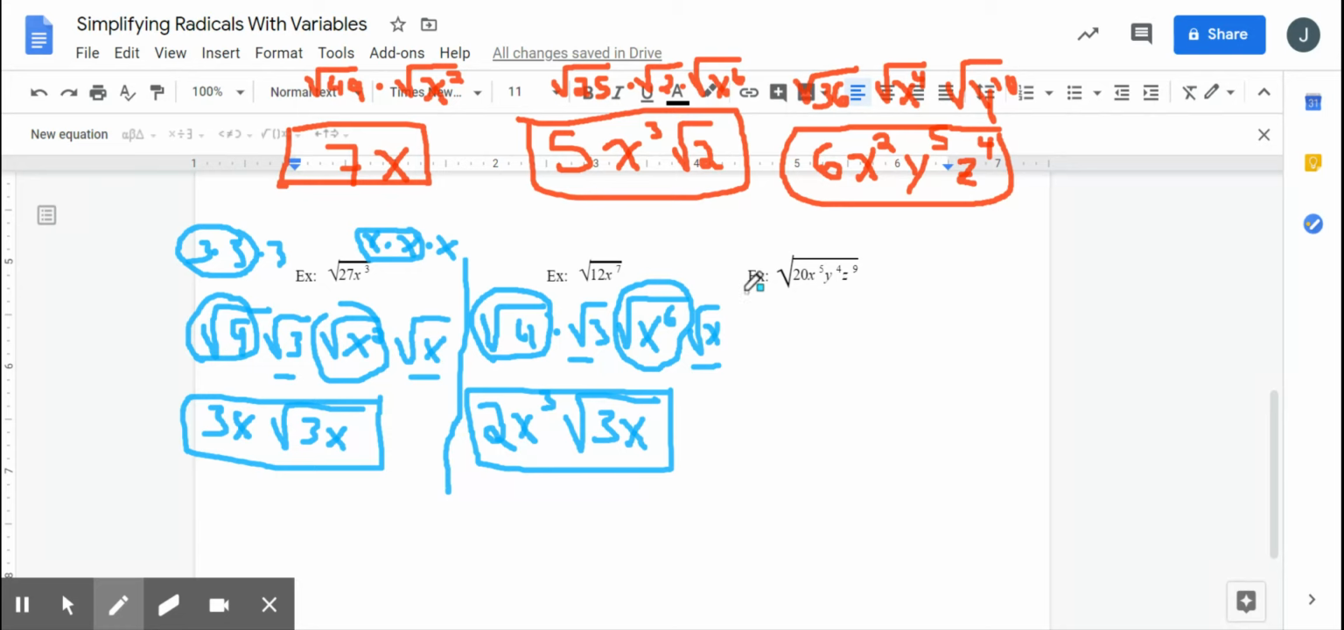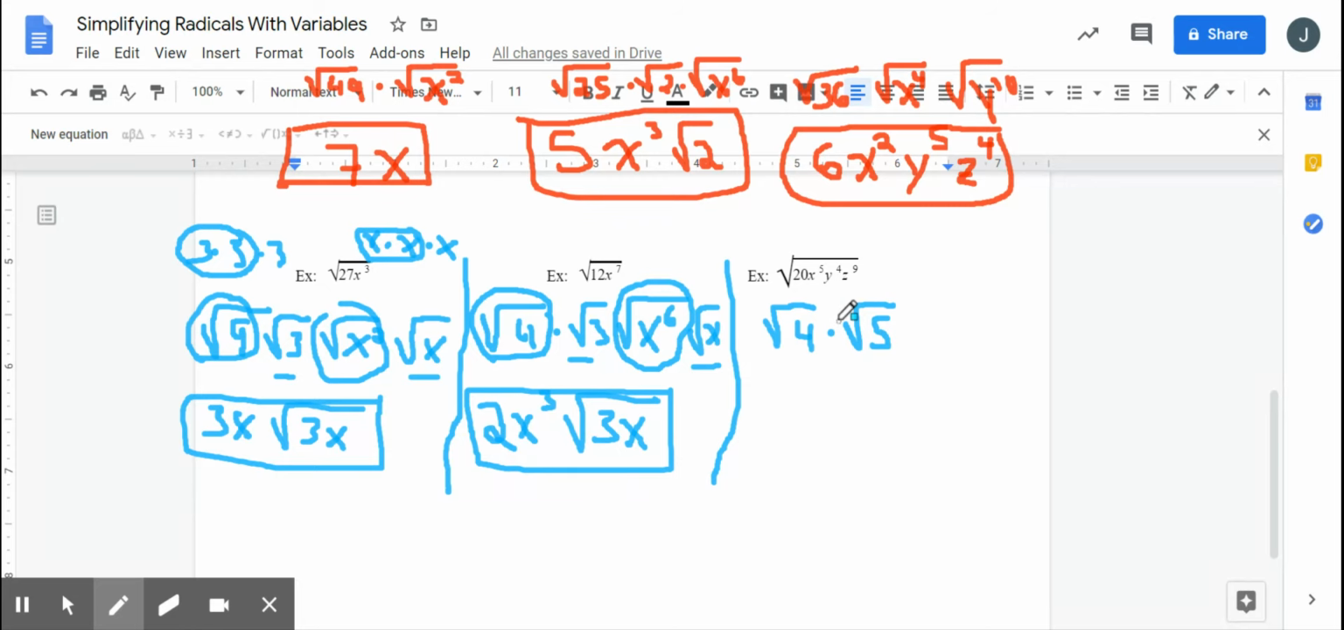Okay. Now, last one. I know it looks complicated. We're going to break things up in a very simple fashion. There's going to be a lot of writing here, but it's okay. Taking a look at 20. 20 is not a perfect square, but it has a perfect square factor, 4. So I'm going to write this as, since 4 times 5 equals 20, the square root of 4 times the square root of 5 is going to equal the square root of 20.